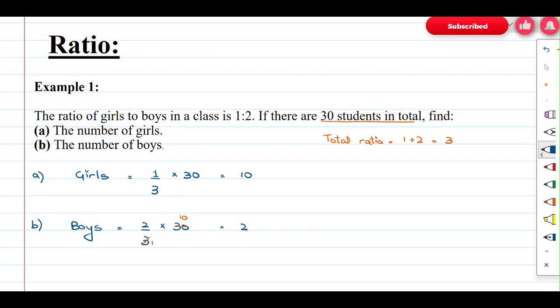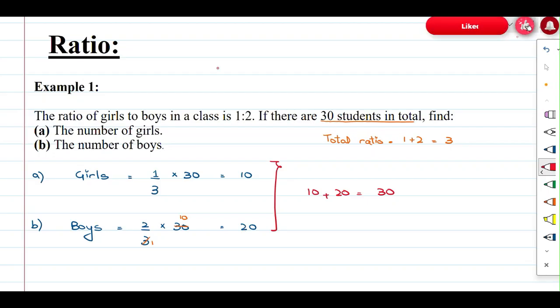So there are 20 boys and 10 girls in the class, and the sum must be equal to the total number of students. As you can see, the number of girls plus the number of boys equals the total number of students, 30. So the sum of those parts must be equal to the total.